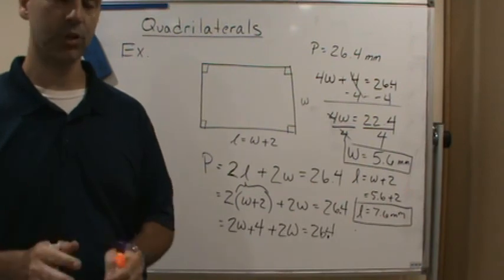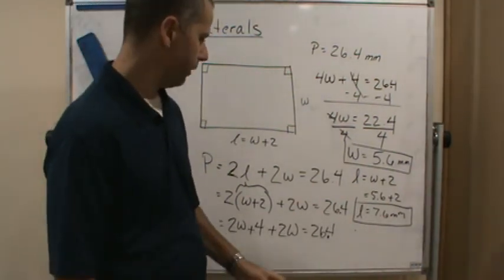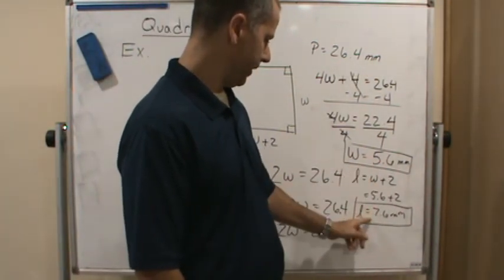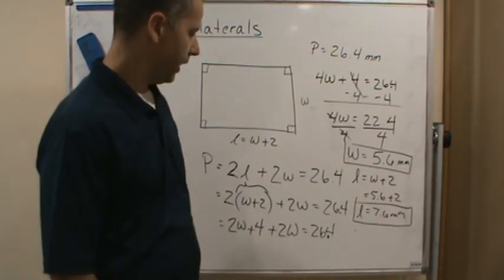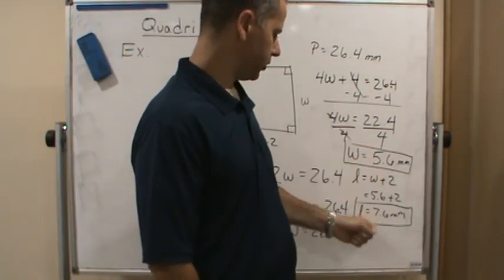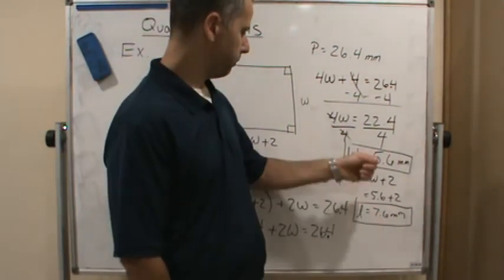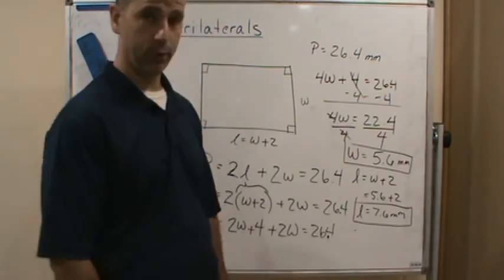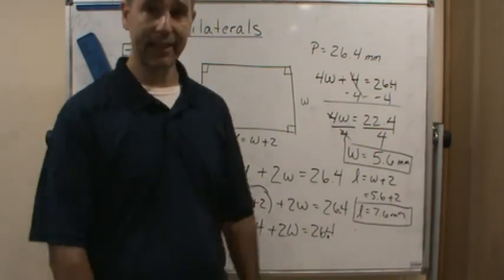And again, here's where I would do a check. I would check to make sure that I got the correct answer. So what I would do is double this and add them together and see if I get the perimeter that I started with. I get 11.2 here, I get 15.2 here, and so 11 plus 15 gives me 26. 0.2 and 0.2 give me 0.4. Got it. I'm good. All right, that's it.